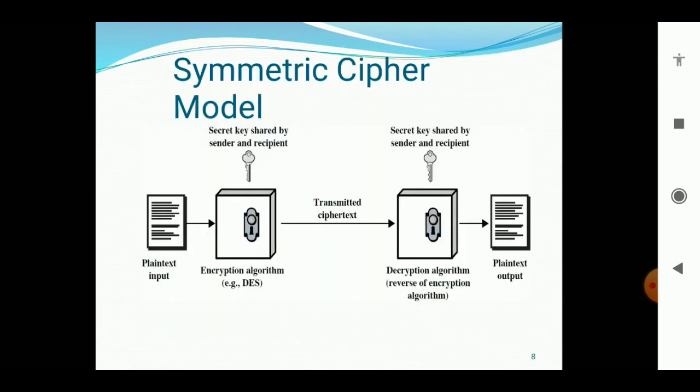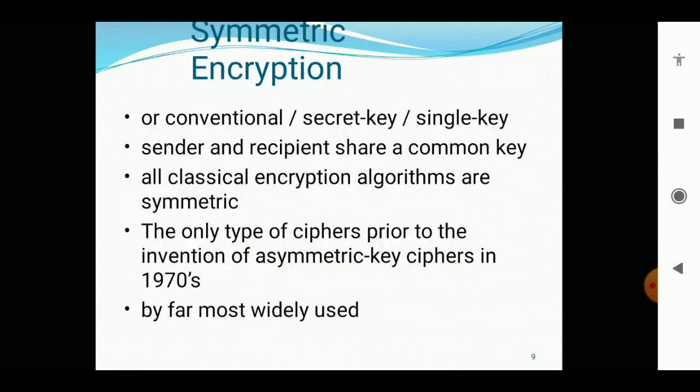Symmetric cipher models look like this. We input plaintext and apply a secret key shared by the sender and recipient. In this symmetric key algorithm, before transmission, the sender and receiver know their keys well. Using that key, the sender produces a ciphertext. After that, the receiver uses the well-known key for decryption and retrieves the message as plaintext on the receiver side.